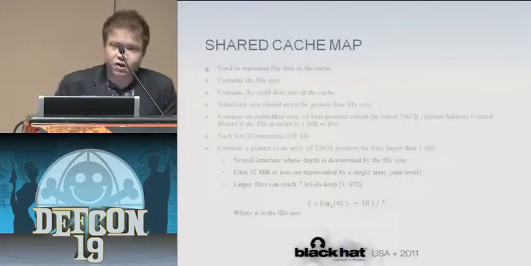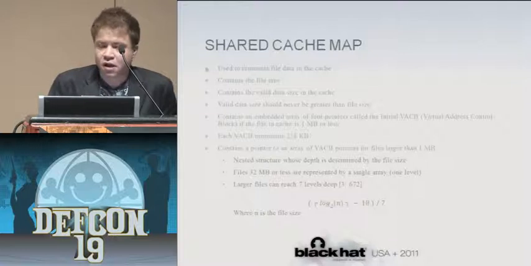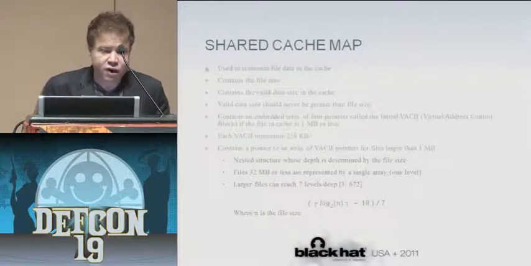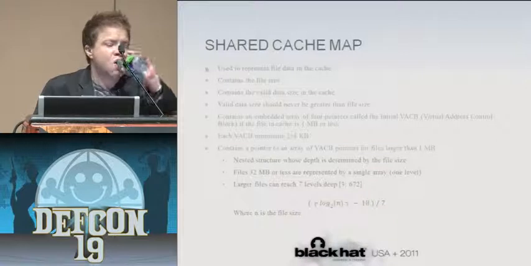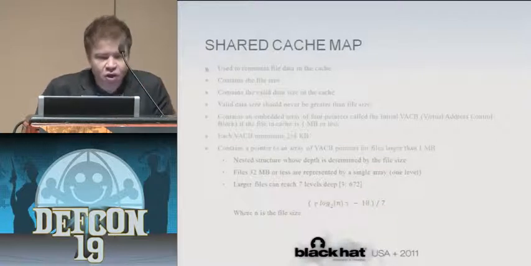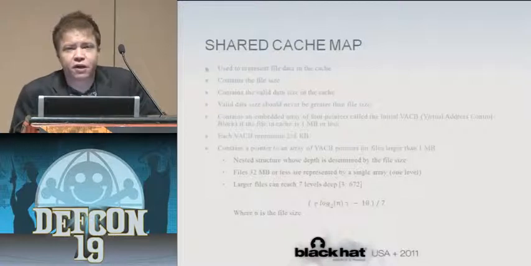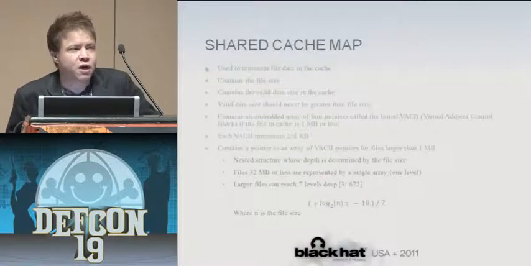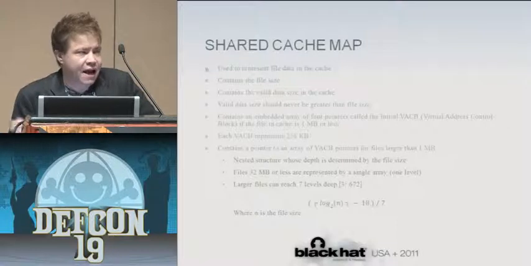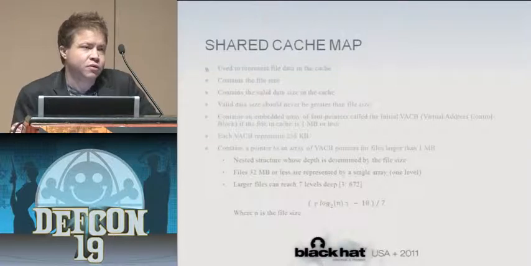So we've covered image section objects and we've covered data section objects. The last thing we'll touch on here is the shared cache map. So the shared cache map is used to represent the file data in the cache. So if all other bets are off, if you don't have an image section object, you don't have a data section object, then you should go parse the cache structures in order to get as much data as is available. Now again, that may be nothing, or it may be more or less the whole file.